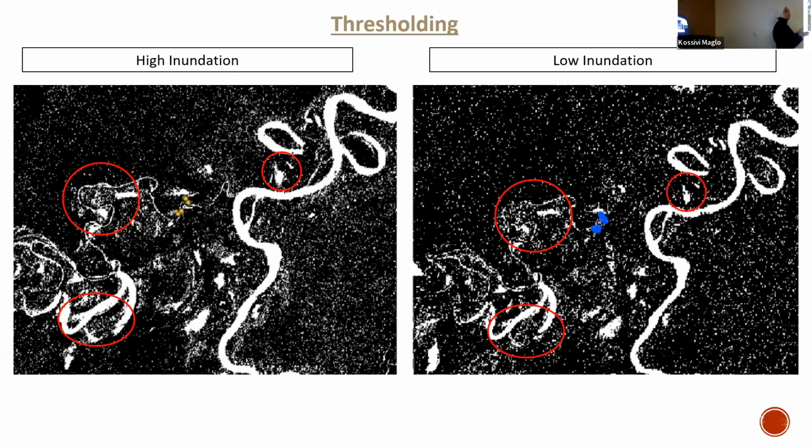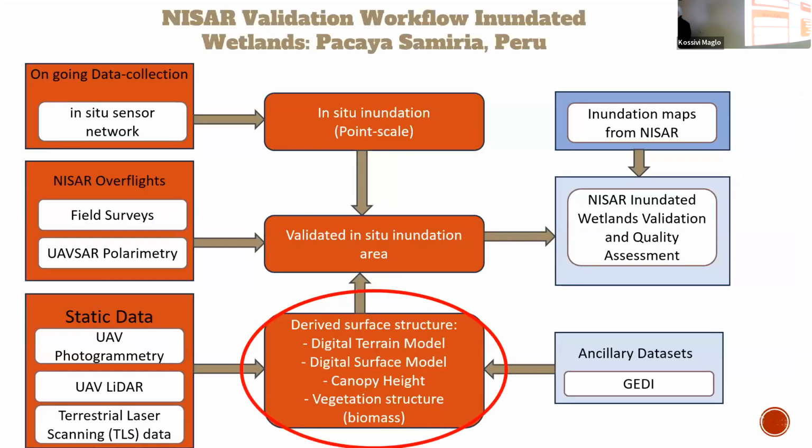You can see clearly the difference between the results of Sentinel-1 and ALOS PALSAR, the difference in the water and the water presence. Here is the difference in the high and the low, and here you can see the extent of water. There in the low inundation, we have less water.